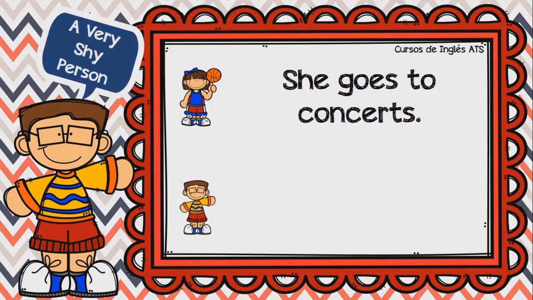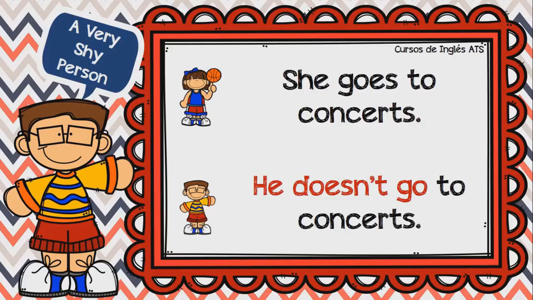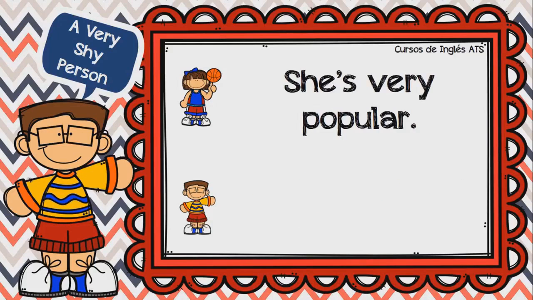Now use this sentence to describe Sheldon. Remember, make a negative sentence. He doesn't go to concerts. Very good. She's very popular. Okay, now use this sentence to describe Sheldon.